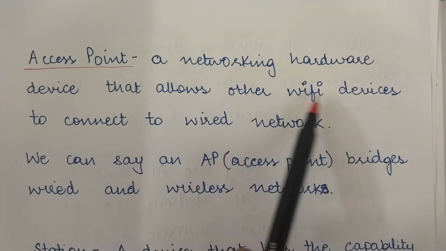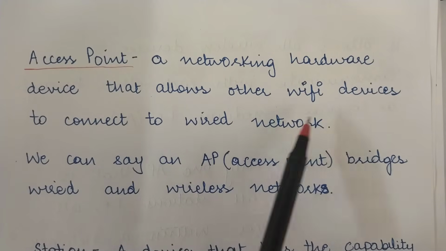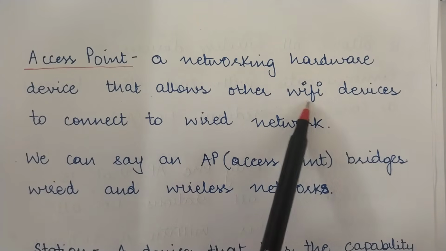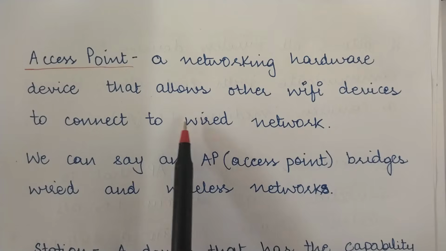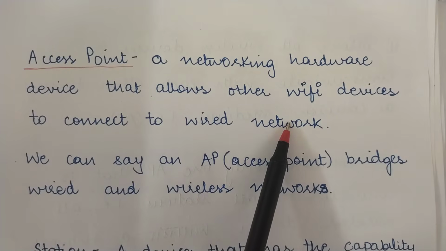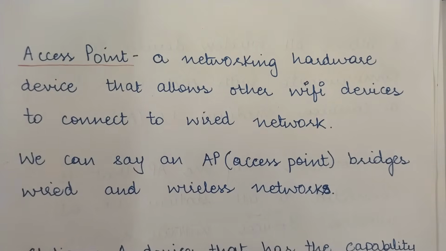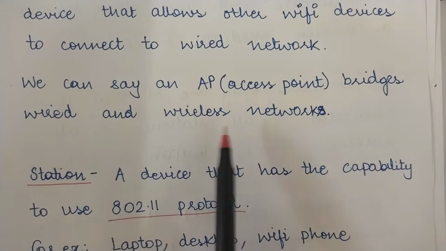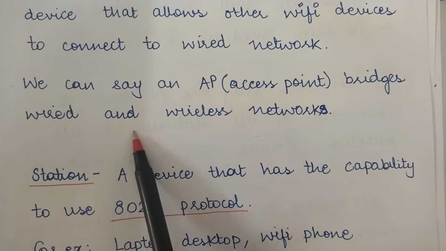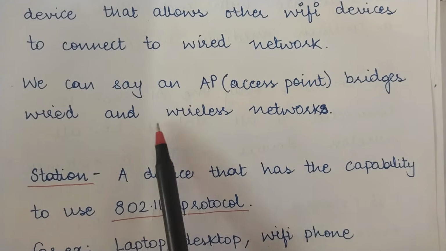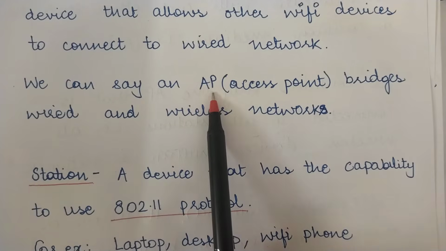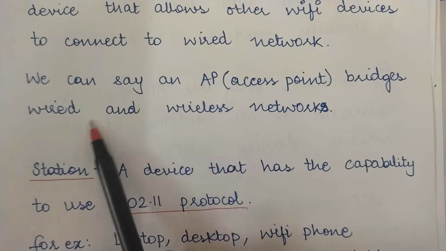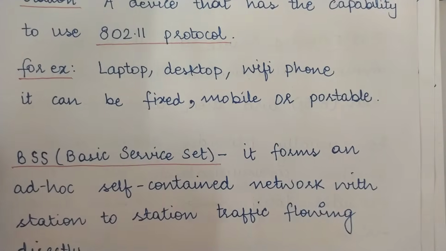It allows other Wi-Fi devices to connect to the wired network. There are so many Wi-Fi devices that are willing to connect, so it allows all those Wi-Fi devices to connect to the wired network. So we can say that an access point, also known as AP in short, bridges wired and wireless networks. Various wireless devices are connected to a wired network using an access point, or an AP. It can be thought of as a bridge between the wired and wireless networks.